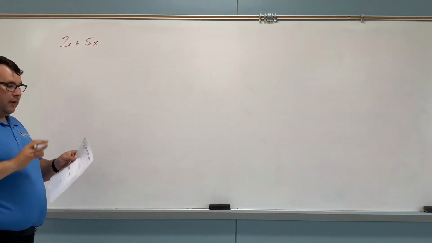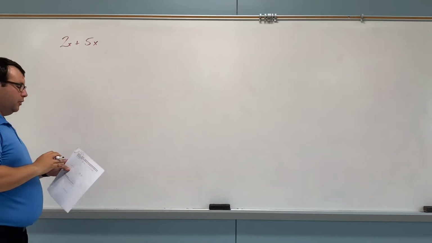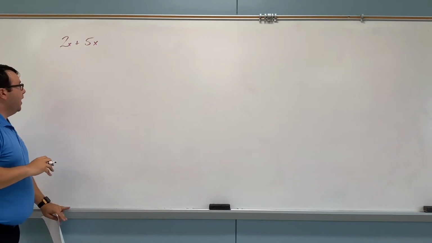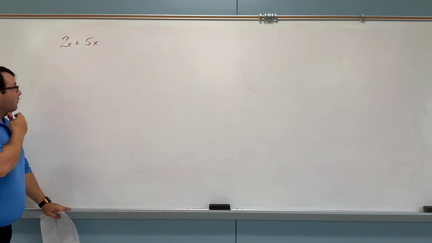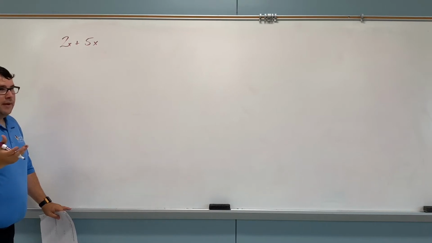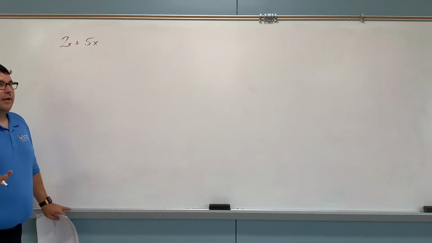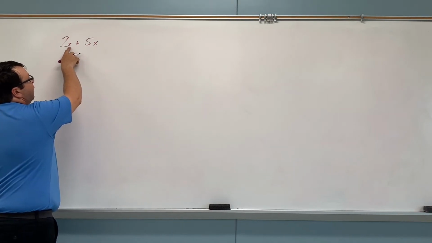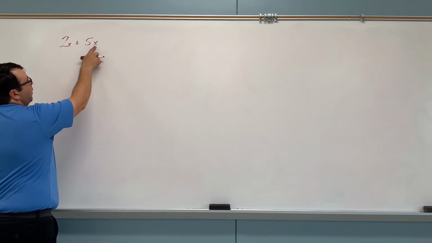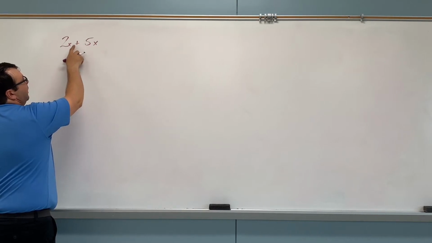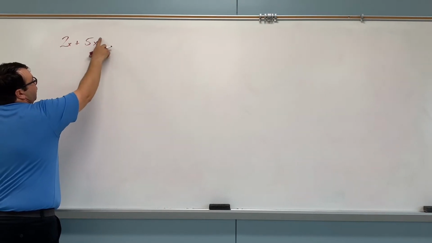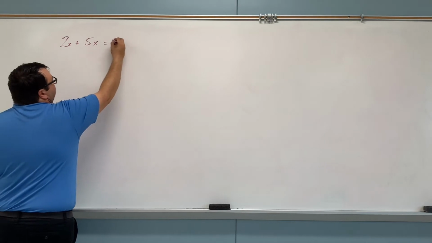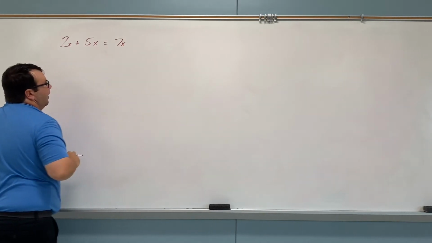This is not necessarily on your actual lecture notes, but I'm trying to make a point out of this. If I have 2x and 5x, could I combine these terms? And the answer is yes. How do I know? They're like terms. They both have an x variable, and both of those x variables are identical. So they're both to the first power. And so I could combine this, and I get 7x.